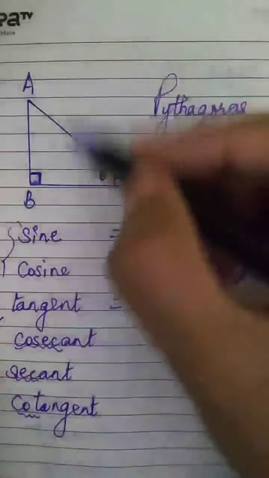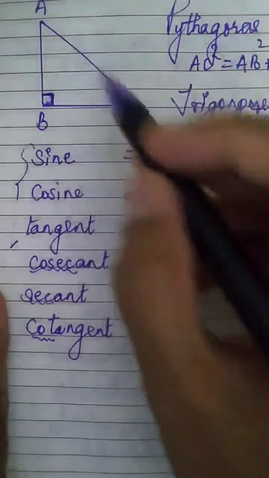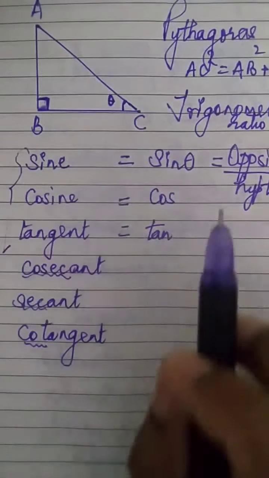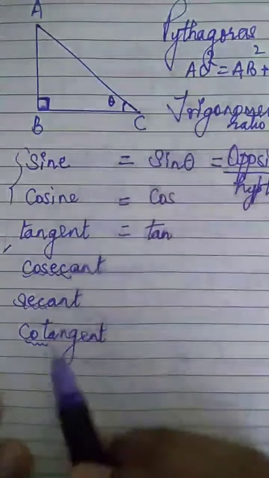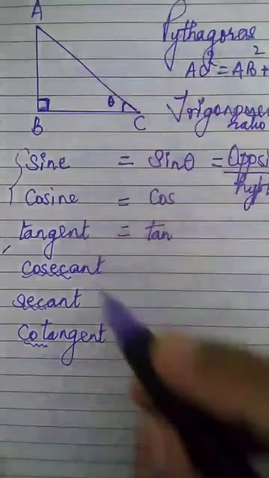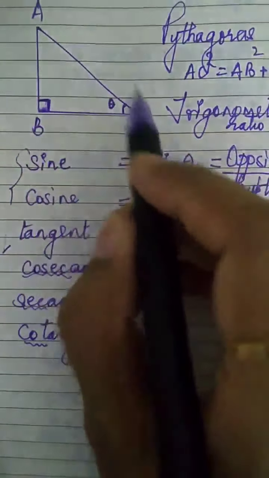As we know, for this triangle, hypotenuse will be one and only one. What is the name of the hypotenuse? Hypotenuse will always be AC for this triangle. So no doubt in that, hypotenuse is AC.